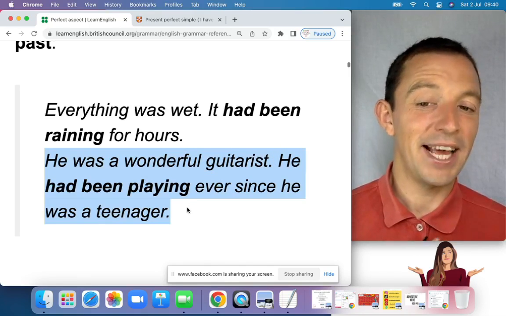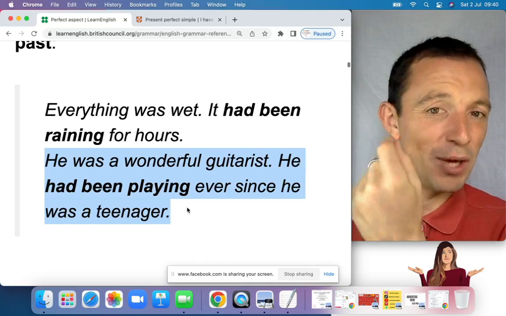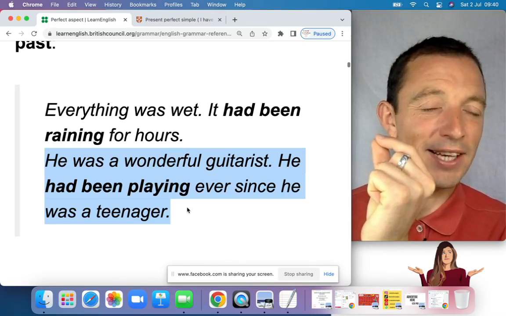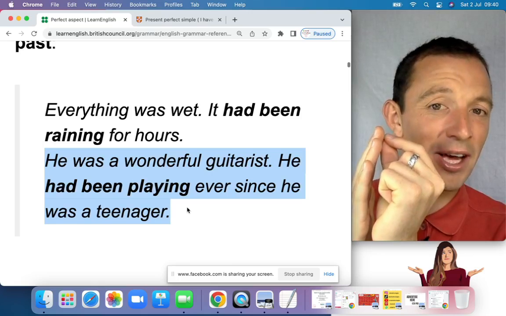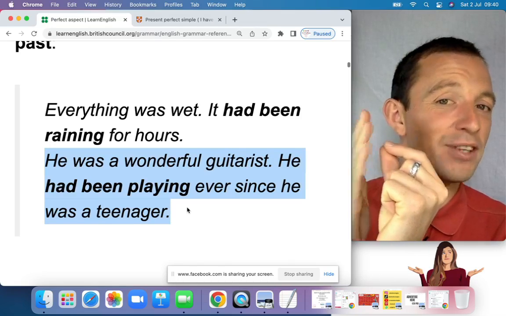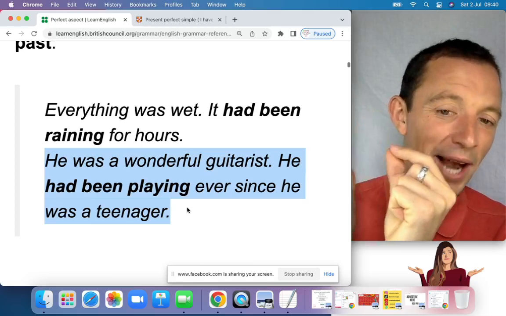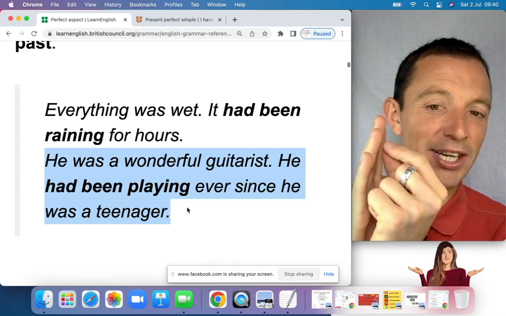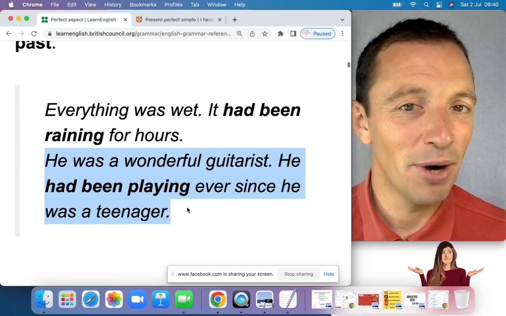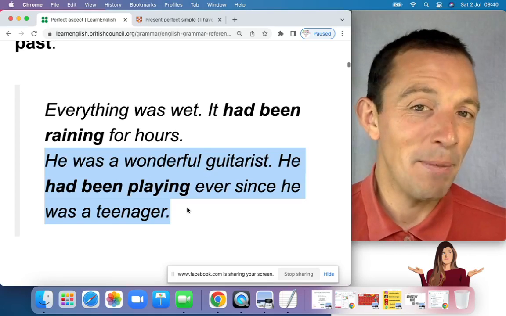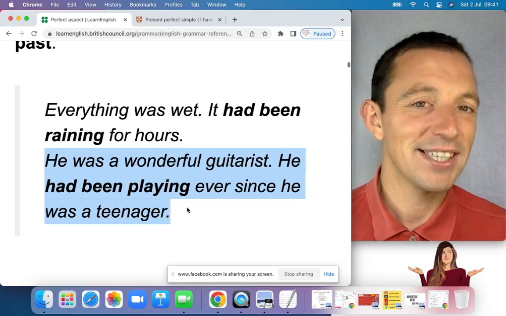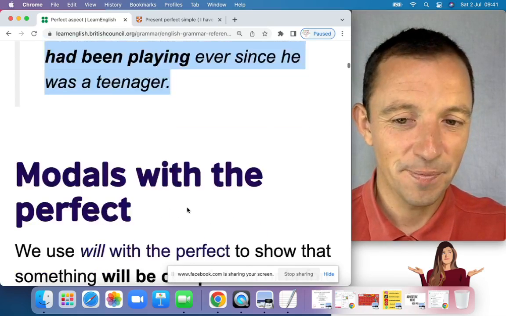The second example, he was a wonderful guitarist. He had been playing ever since he was a teenager. He was a wonderful guitarist is the past simple, one moment in the past, and to describe the time before that moment continuously, that's the past perfect continuous. Okay, so obviously in the present, probably not continuing and maybe not relevant to the present. Okay, so that's the past perfect continuous.